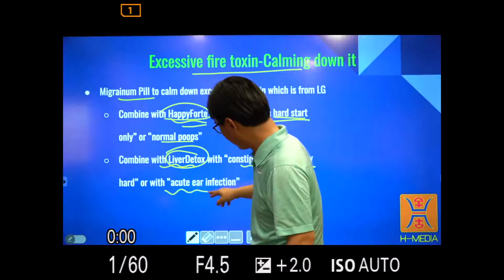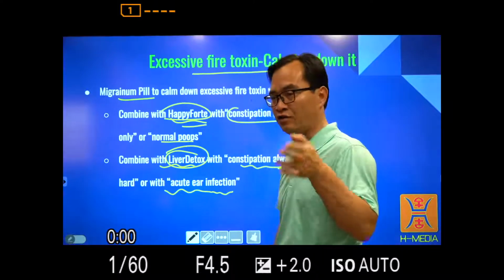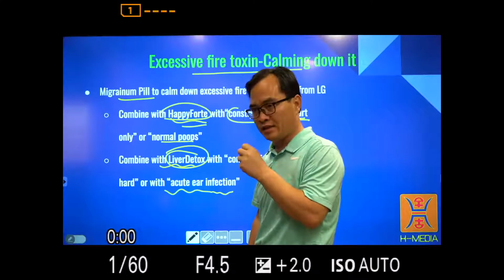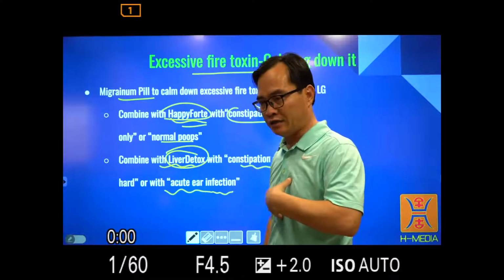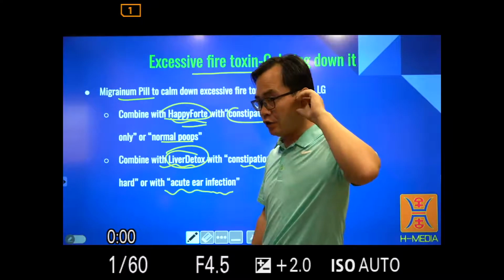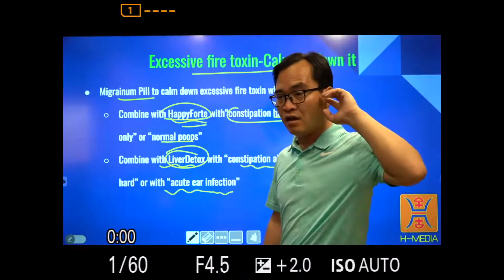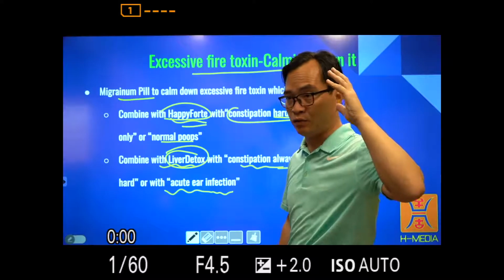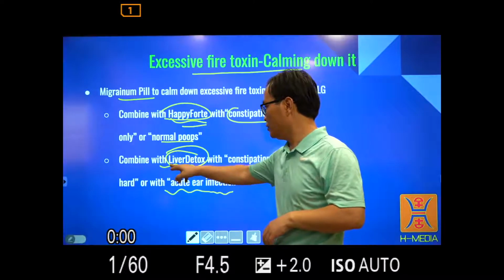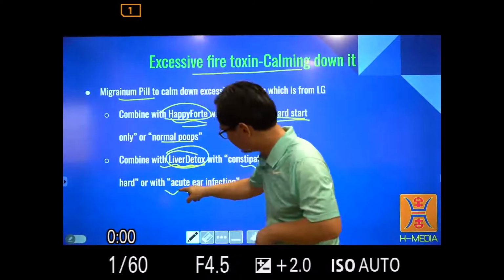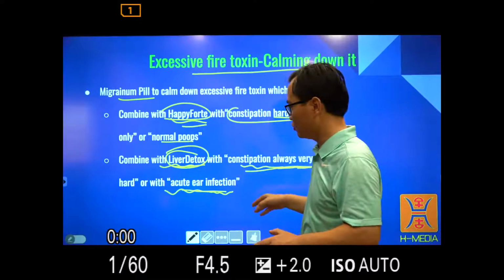And also for the acute ear infection. Sometimes if people get angry very often, or get very angry, this kind of excessive fire energy will be generated. This excessive fire toxin can attack the lungs to make you have cough. It can attack your kidney system to make you have ear infection, especially acute ear infection. It is like an emergency, it just happened today or yesterday. It is not chronic. With this, the liver detox combined with the migraine pill can help the excessive fire toxin to be cleaned.